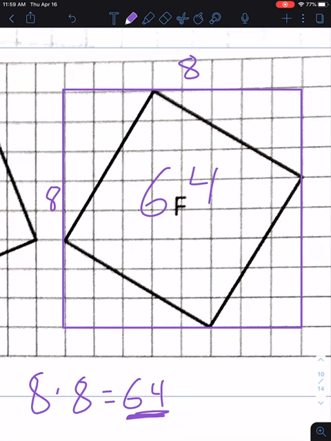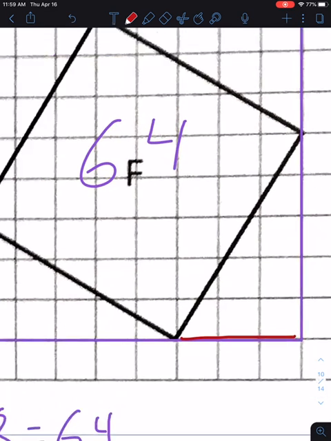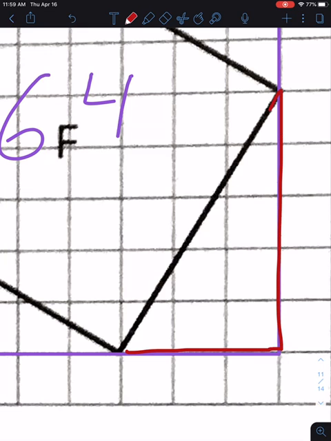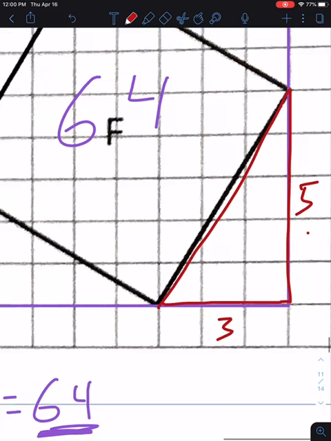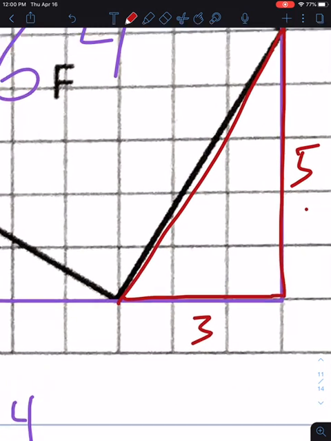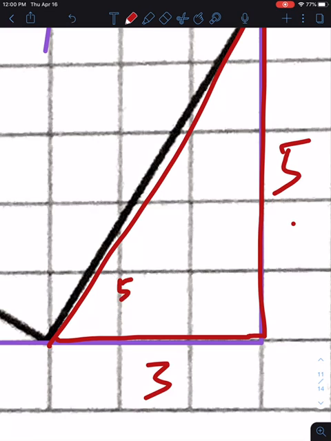Now we've just got to find out what the triangle's area is. We've got this triangle here. Let's take a peek at this. The triangle has a length of 3, and the height is 1, 2, 3, 4, 5. So the height is 5. Now I just have to figure out the area of this triangle. 5 times 3 is 15, times 1/2 is 7.5. So the area of this triangle is going to be 7.5.